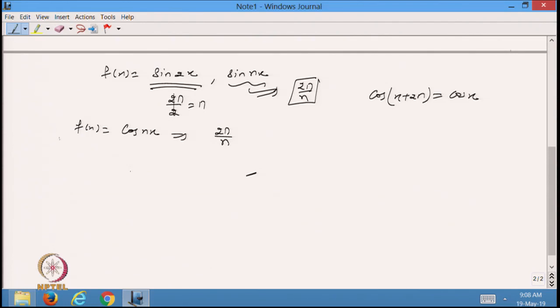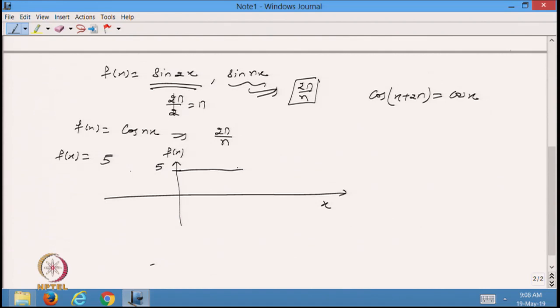Now, I want to find out the period of the function if I take f(x) equal to some constant function, 5. This is the function I have taken and I want to find its period. Suppose this is my value 5 and this is my f(x), this is x. If I take the value of x greater than or equal to 0, then this function is always 5.